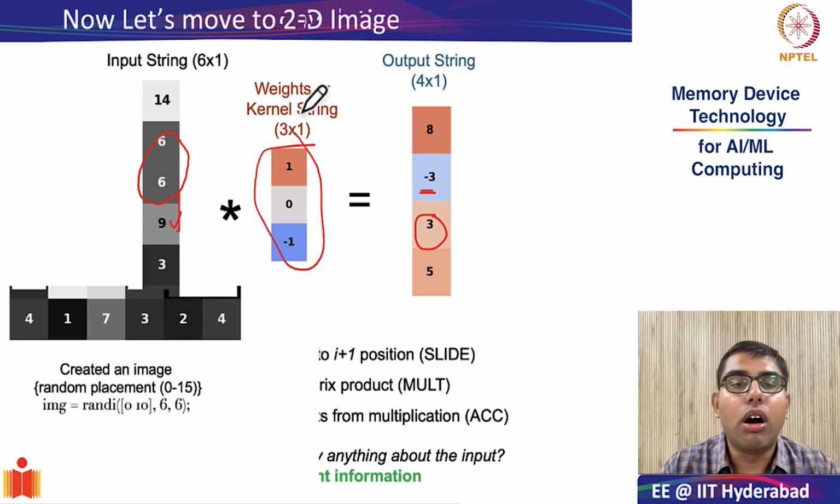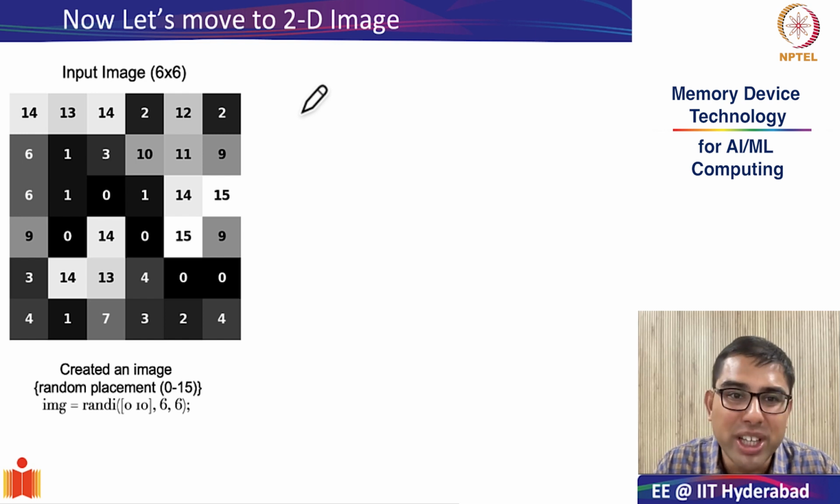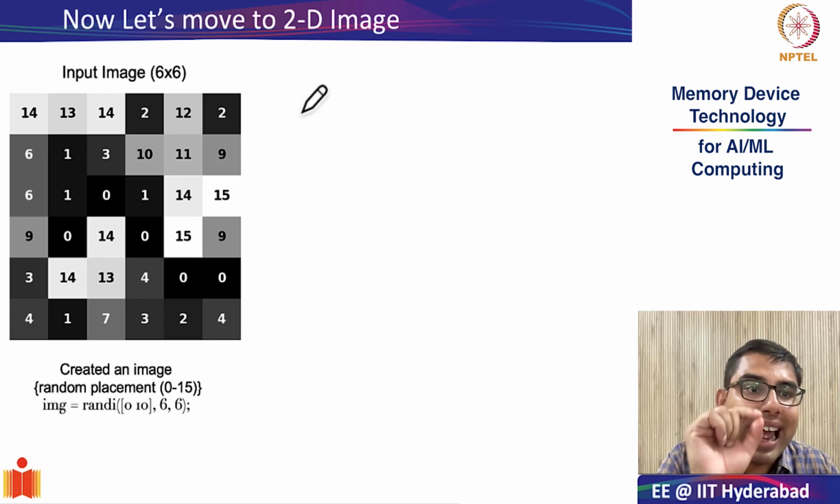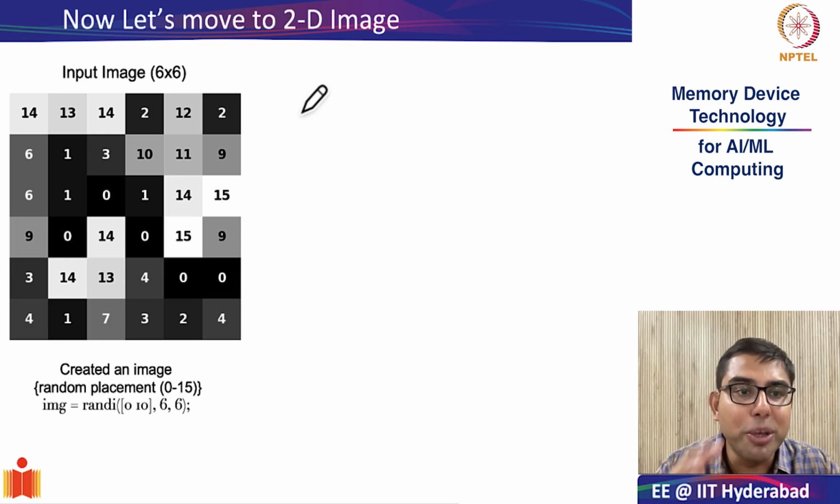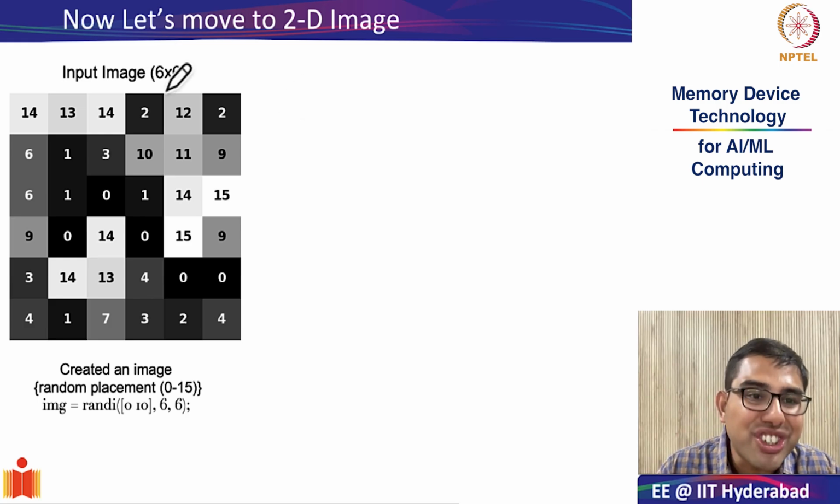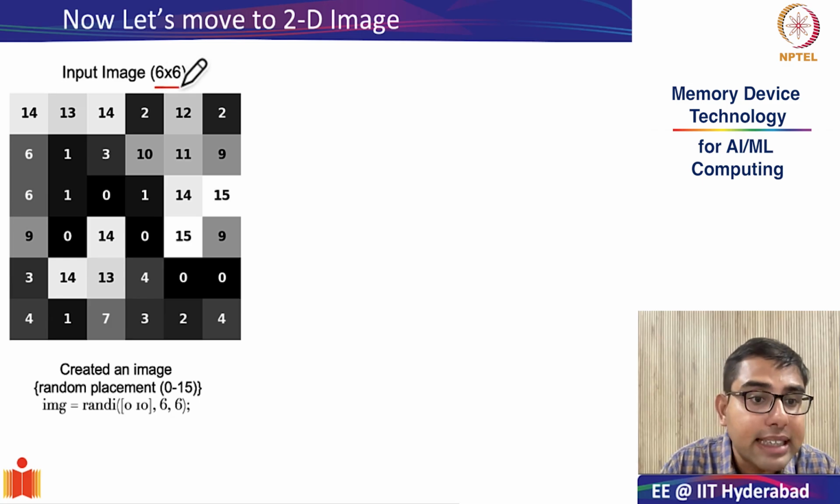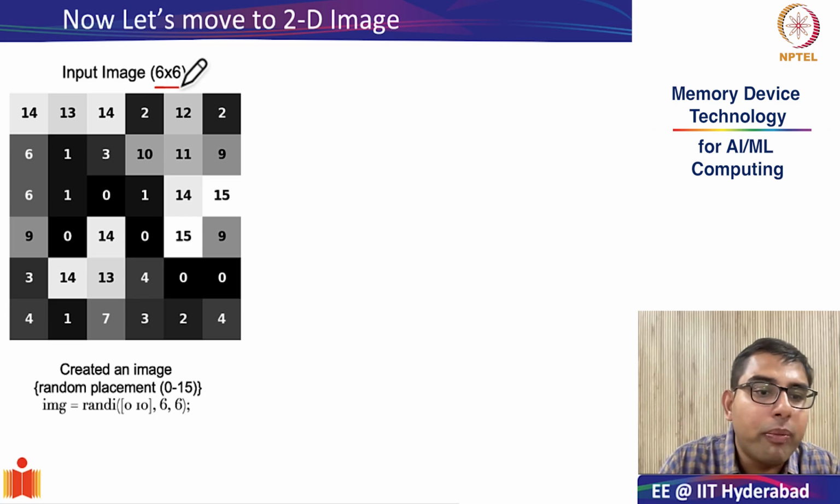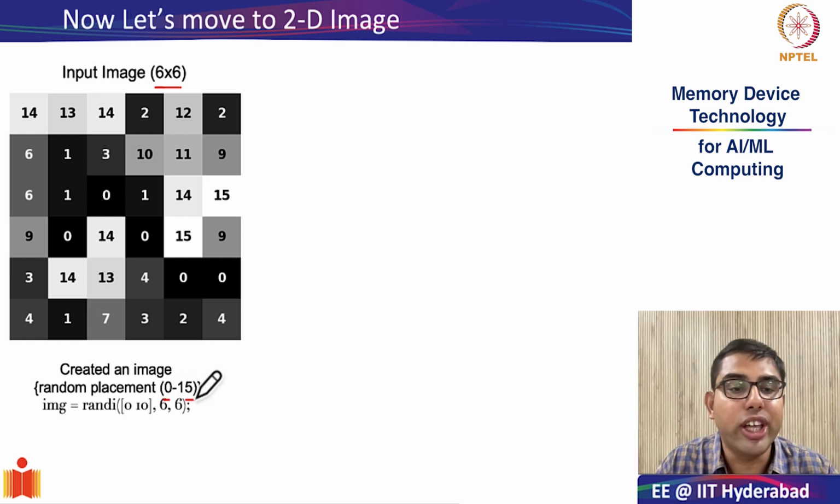With this understanding of convolution in 1D array, let's now move to an actual image. As we know, image is a 2-dimensional array of pixel values. At each grid point, you have a particular pixel value. To make matters simple and for better understanding, I have restricted the size of the input image to just 6 cross 6. So you have a grid of 6 cross 6 or 36 such pixels, and each pixel I have basically placed a value randomly between 0 to 15. Small range of values only from 0 to 15.